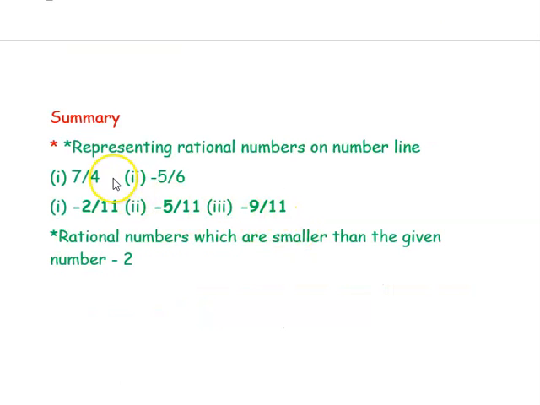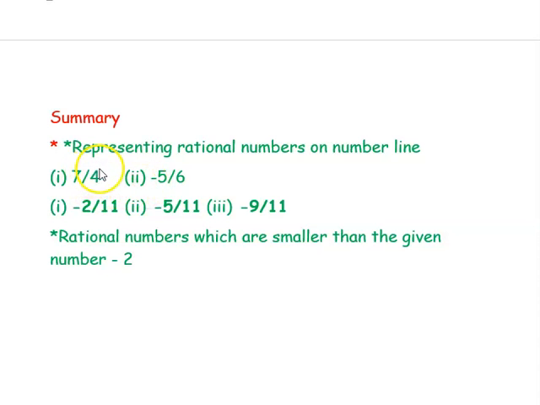Now we'll summarize what we have learned in these 3 examples. To represent rational numbers on the number line, first we have to draw a number line and mark the integer 0. Then we have to find whether the given rational number is positive or negative. If it is positive, you have to mark the consecutive integers on the right side of the number line, and if it is negative, then you have to mark it on the left side.